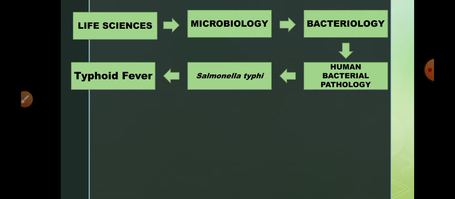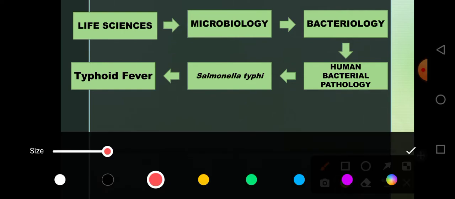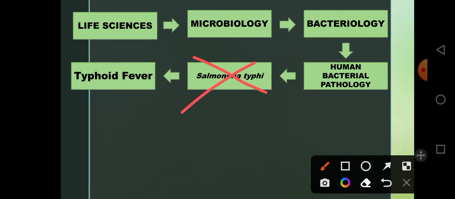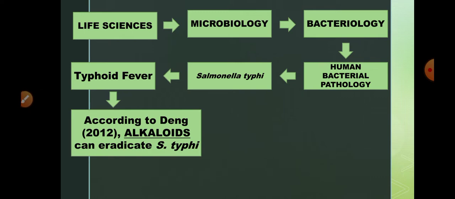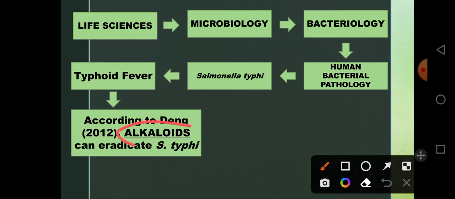Okay, so upon further investigation, class, you've tried to search for references on what kind of substance can kill the Salmonella typhi bacteria so that we can solve the problem regarding the outbreak of typhoid fever. And with such inference, class, you found out in the studies of Deng 2012 that a certain phytochemical substance known as alkaloids can potentially kill the Salmonella typhi bacteria.